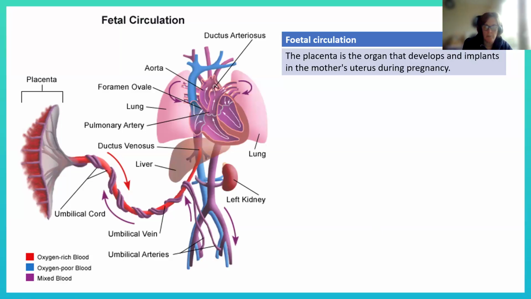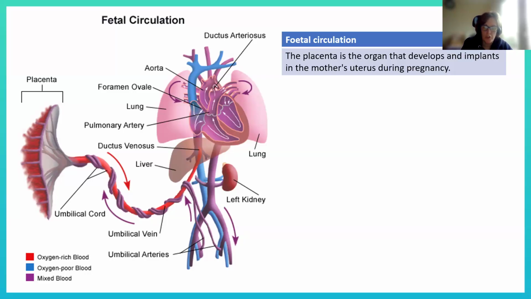So we need to start looking at the placenta over here. Now the placenta is another exchange surface. We talked about the lungs being an exchange surface. We've had quite a good look at the small intestine being an exchange surface. And now this is another exchange surface. This is the placenta.